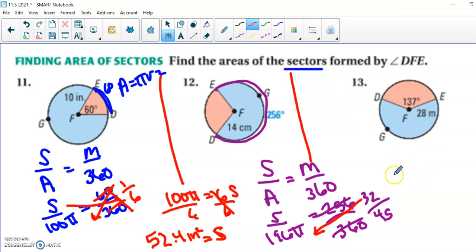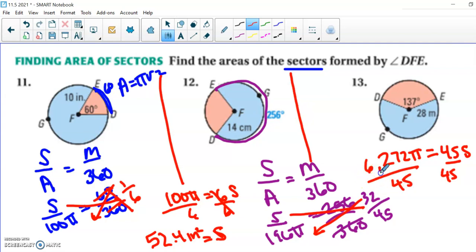And that gives me 6,272 pi. I'm just going to leave the pi there for now. And that equals 45 times s. Cross multiplying the other way. So now I'm going to divide each side by 45.